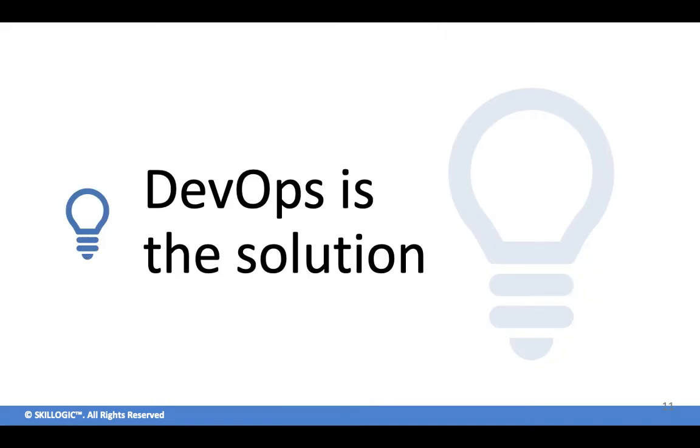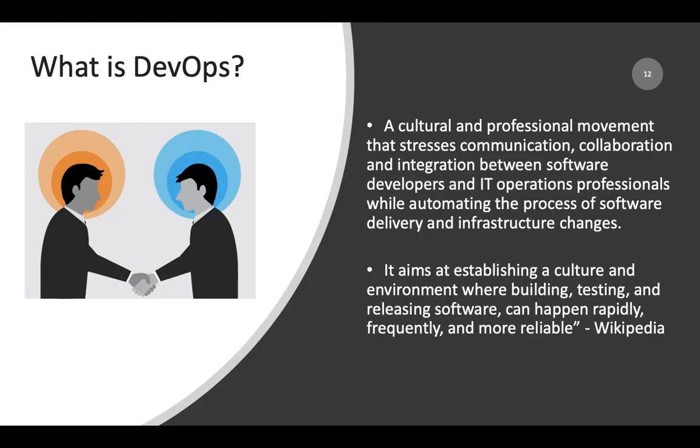Right. Moving to the next, DevOps is the solution, because DevOps is not a tool. It is not a software or a tool. It is not a framework. It is in fact a complete culture change. So if you want to define DevOps, it can be defined as a cultural and professional movement that stresses communication, collaboration, and integration between software developers and IT professionals, while automating the process of software delivery and infrastructure changes.